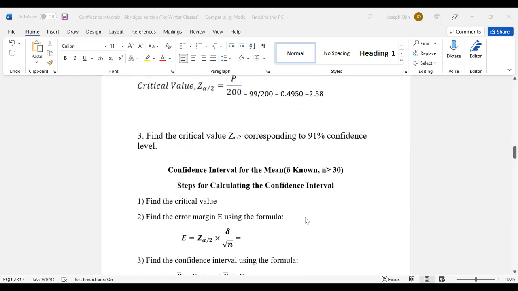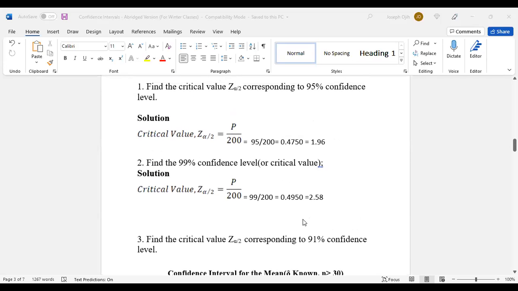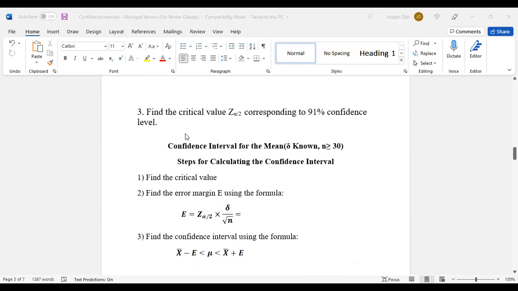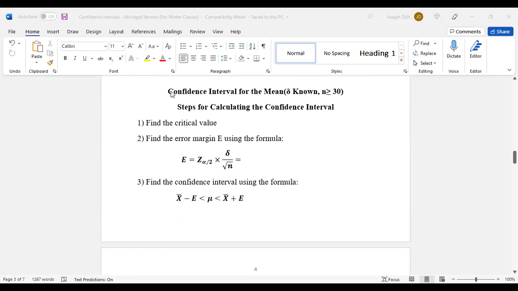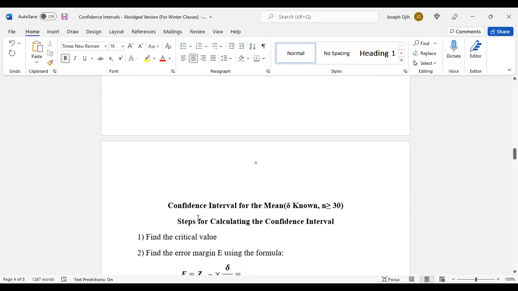All right, let's begin. Before we left, I showed you how to calculate the critical values, and I explained what a confidence interval is. Now we begin to see examples of how to calculate the confidence interval. We'll begin with the first case.